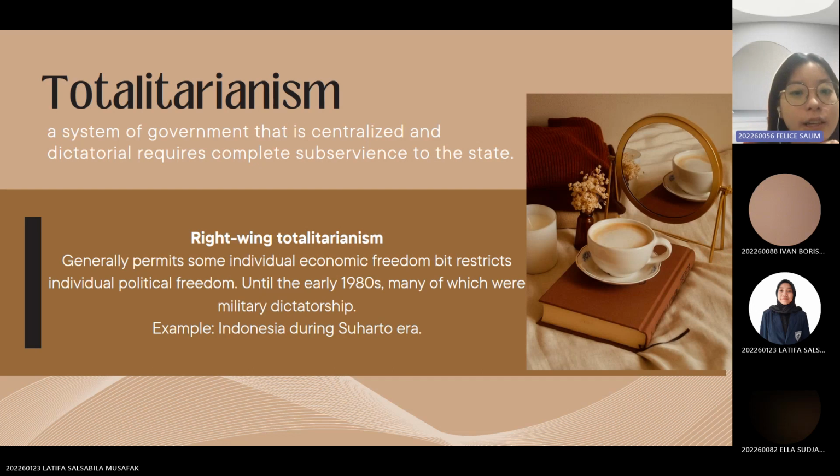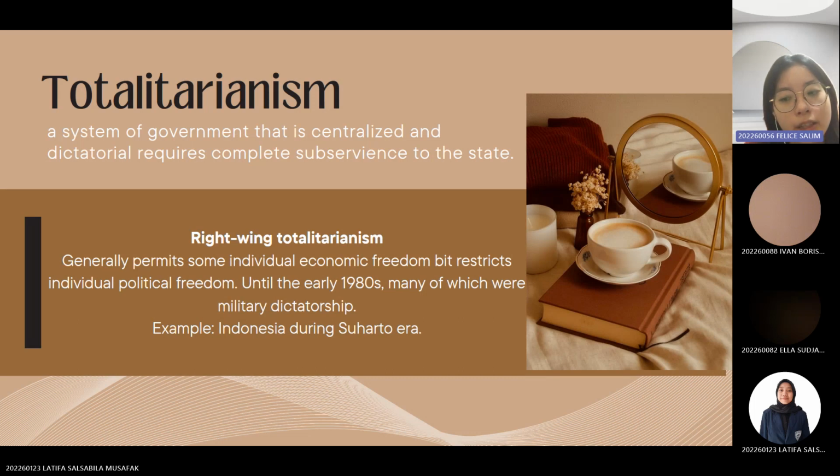Okay, and then the last one is right-wing totalitarianism. It generally permits some individual economic freedom but restricts individual political freedom. Until the early 1980s, many of which were military dictatorships. For example, Indonesia during our former president Suharto, where they wanted to keep communism from rising among the people. Next slide, please.